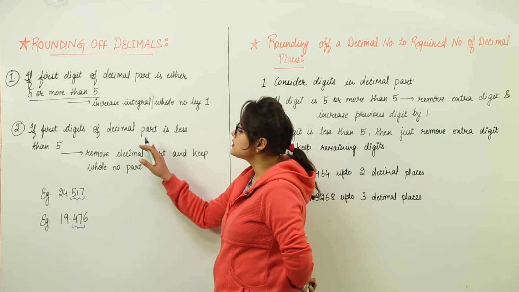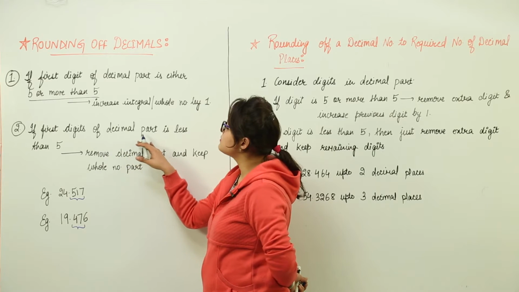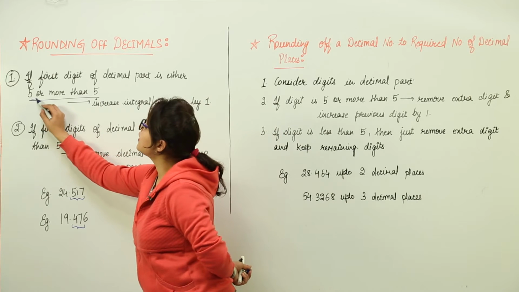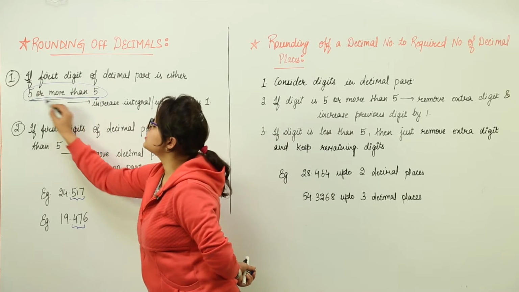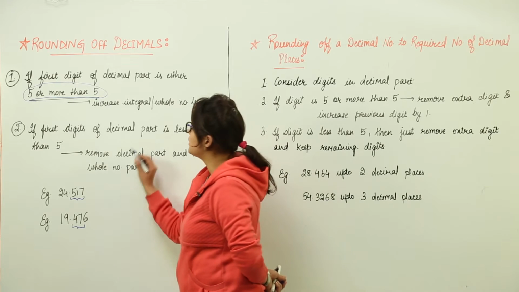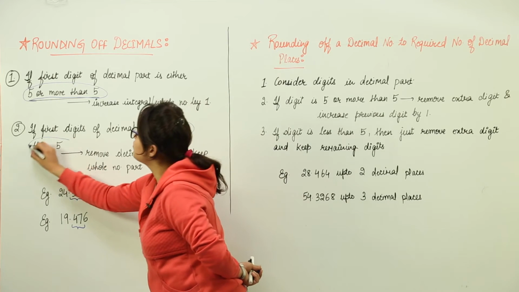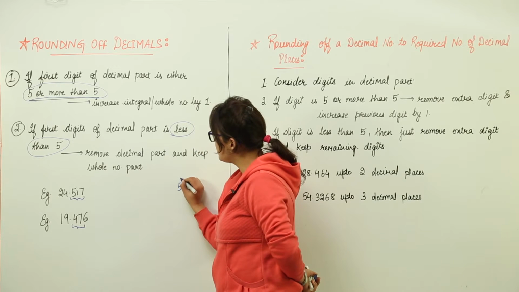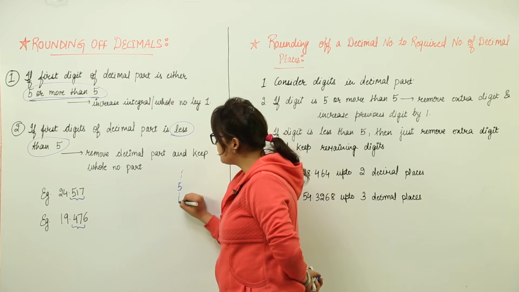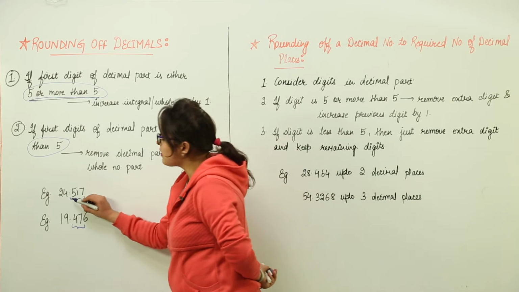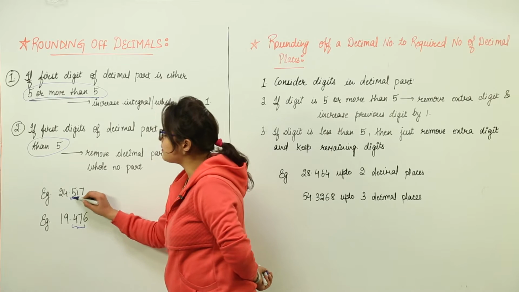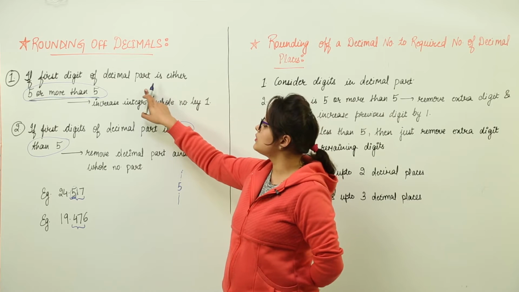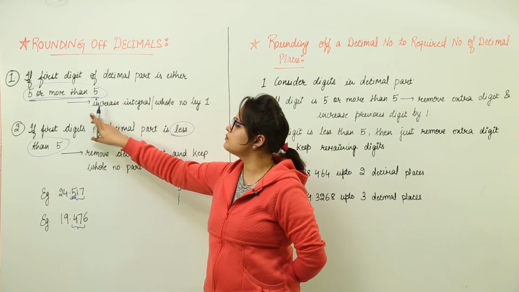That is done. The next case is if the first digit of the decimal part is less than 5. Here it was saying if the first digit is 5 or more than 5. You have to check the first digit of the decimal part. Is it 5 or more than 5, or lesser than 5? So we have to check the first digit in the decimal part, which is 5 in this case. So if the first digit of the decimal part is 5, what should be done?